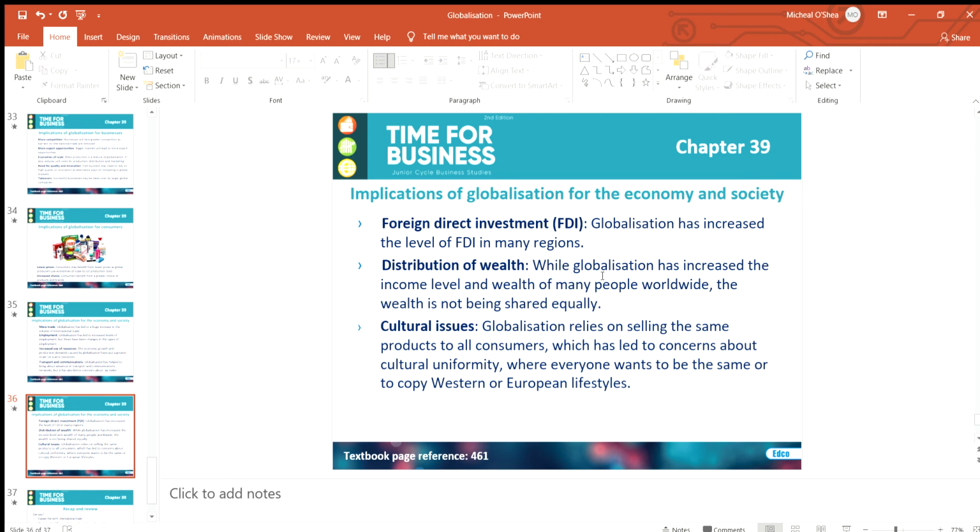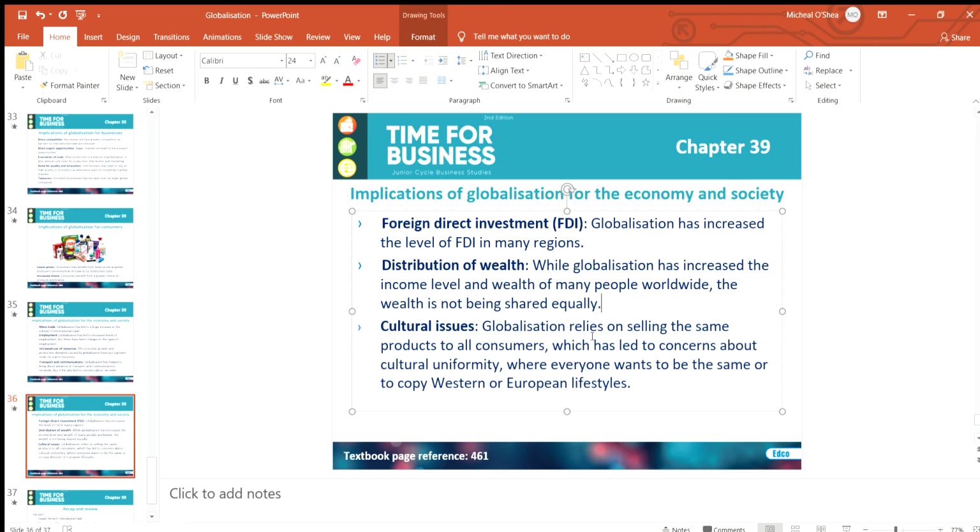So distribution of wealth: obviously these companies are highly successful, and because they're earning so much money and they have plants here in Ireland, there is more wealth coming here. While globalization increased the income level and wealth of many people worldwide, the wealth is not being shared equally, and that's just, I suppose, a case of the top tier of countries in the world being where most of these companies base themselves, and that's where the money stays.